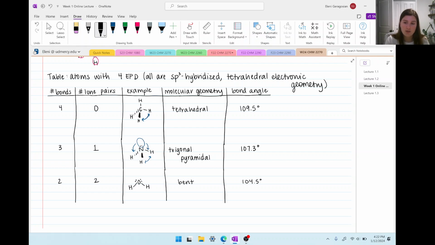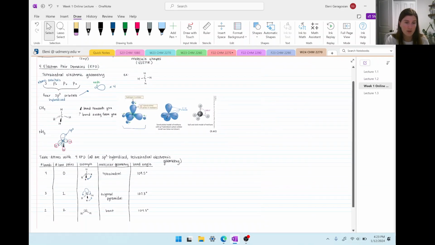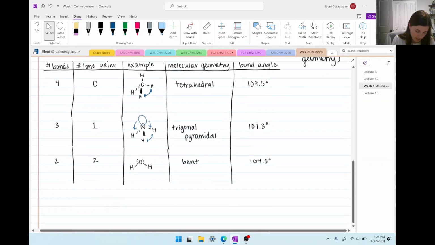Electronic geometry takes into account the lone pairs. Molecular geometry only takes into account the atoms that are bonded, so the bonds that are present. Okay, so this is all of our information about 4 electron pair domain molecules, or atoms with 4 electron pair domains. Let's talk about molecules with 3 electron pair domains.